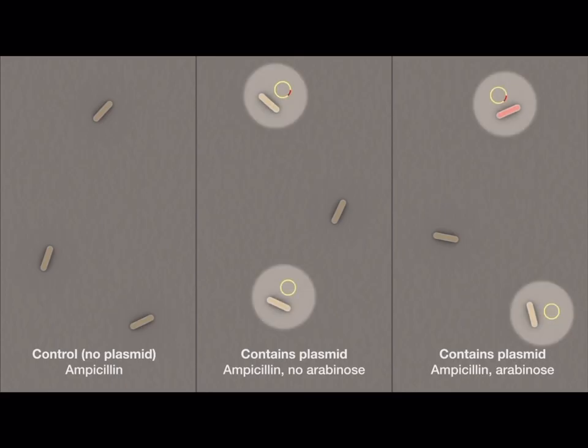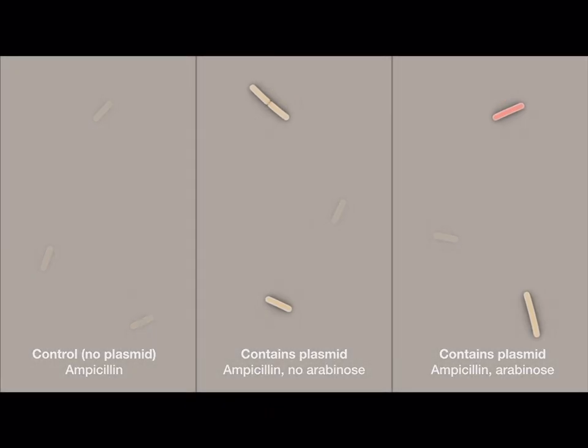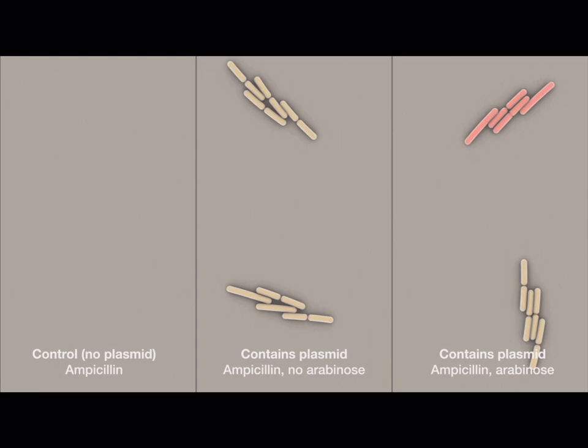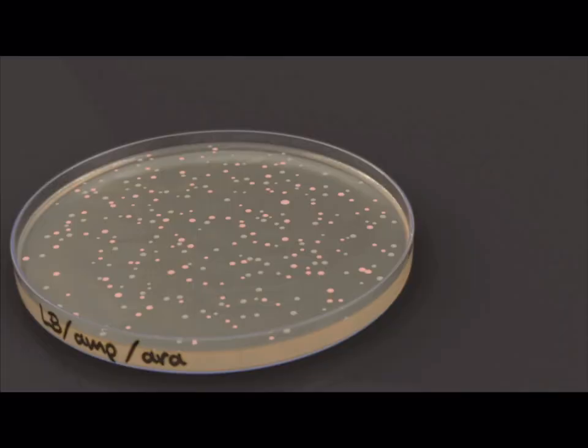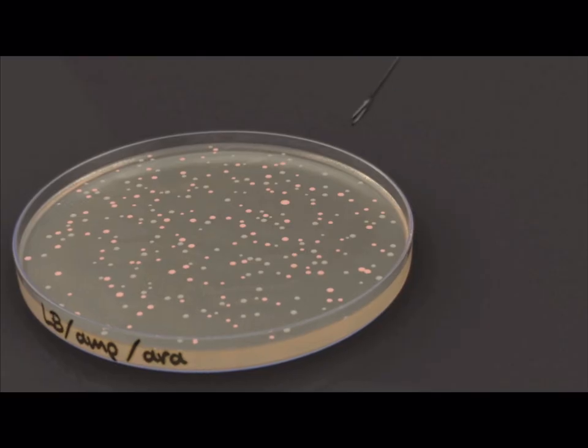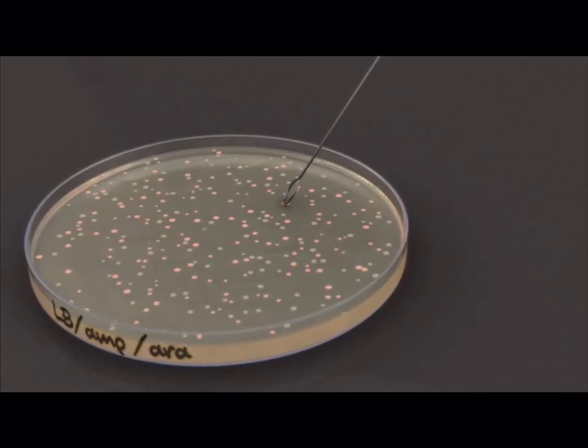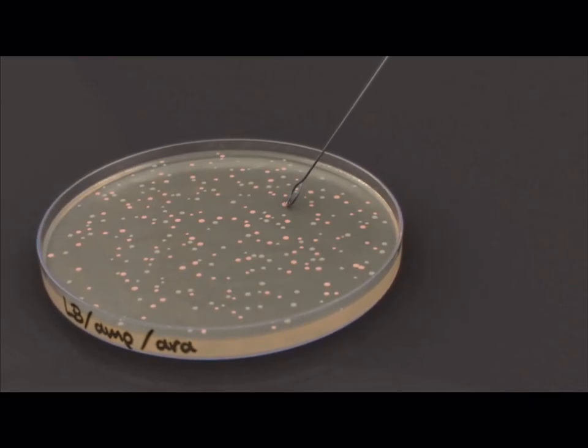After a 24-hour incubation period, any cell that was transformed with plasmid survives and divides to form a colony in the presence of the antibiotic ampicillin. However, only cells that were transformed with plasmid and grown in the presence of ampicillin and arabinose will result in red colonies. Red colonies indicate cells that were transformed with plasmids containing the gene of interest, RFP, that express the mutant fluorescent protein, MFP.